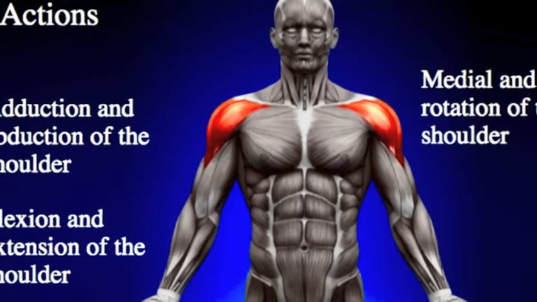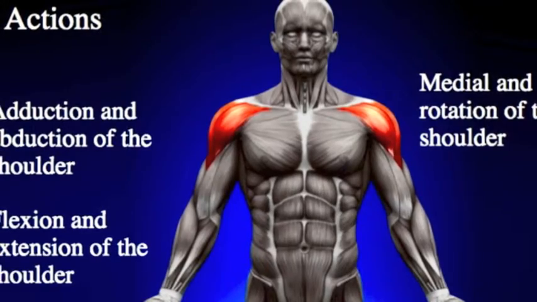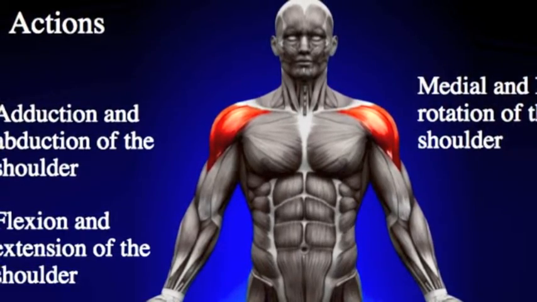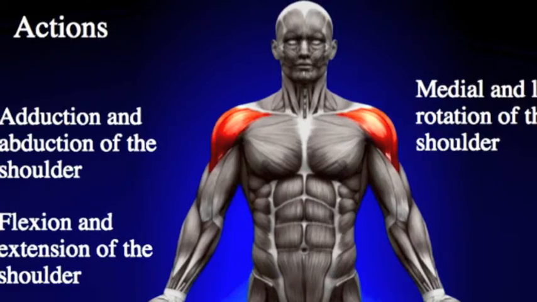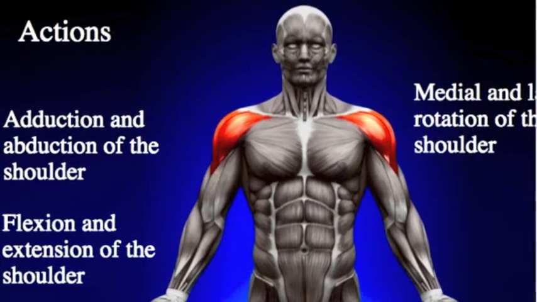As we move on to the actions of the deltoid, it is responsible for adduction and abduction of the shoulder, flexion and extension of the shoulder, as well as medial and lateral rotation of the shoulder.